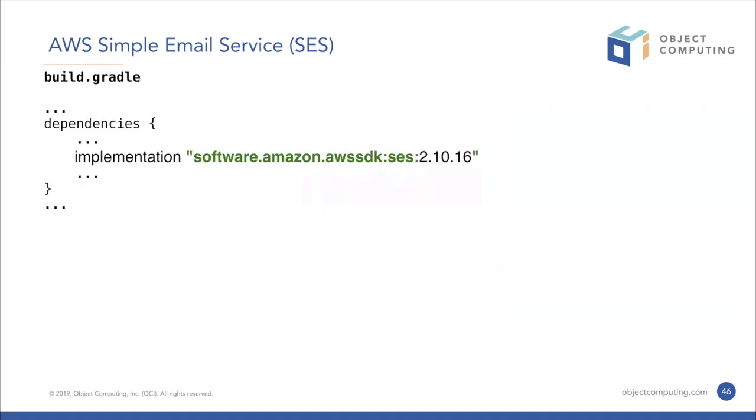As Stefano recommended before, AWS SDK version 2 for Java is probably the way to go. The Maven coordinates have changed. The coolest thing is you can only include the services that you need to use. So here I'm including only the simple email service dependency.